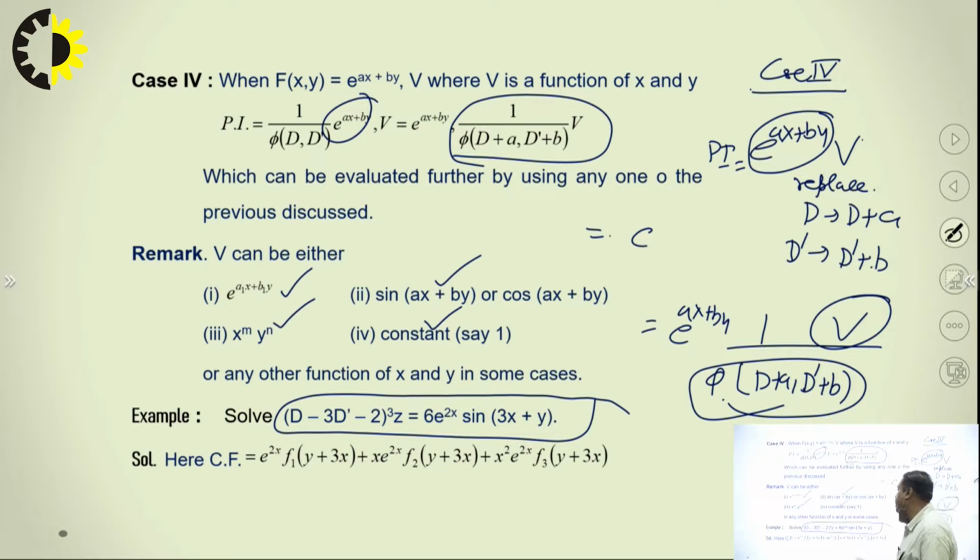d minus 3d dash minus 2, that means the repeated root. So CF is calculated as 3 times. That means e की power 2x f1 y plus 3x and 3 times is repeated, x की multiply e की power 2x f2 y plus 3x plus x square e की power 2x f3 y plus 3x. 1, x and x square. Since function is repeated, CF becomes this.